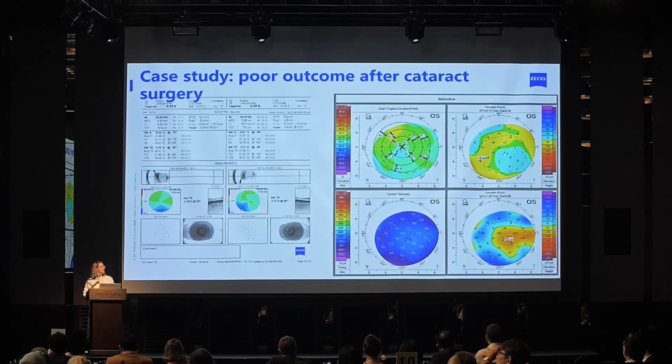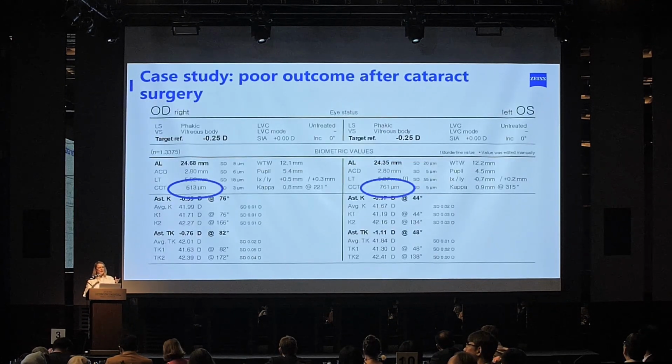And this clearly is abnormal. On the axial curvature map at the top left, we can see there's irregular astigmatism, and the corneal thickness map is screaming out at us, this dark blue here. This patient has a very thickened cornea on the left side. And then, let's go back to the IOLMaster. We have a 613 micron cornea on the right and 761 on the left.